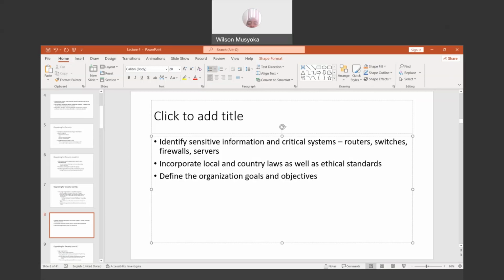And this is very important because if you don't know what is the goal of this organization in the industry that it is operating, then you will have a challenge. Then you need to set a course for accomplishing the set goals and objectives. So those are the main items you need to look at.